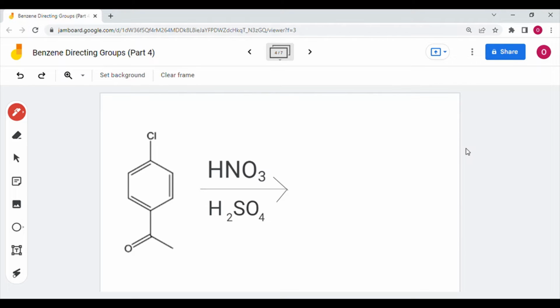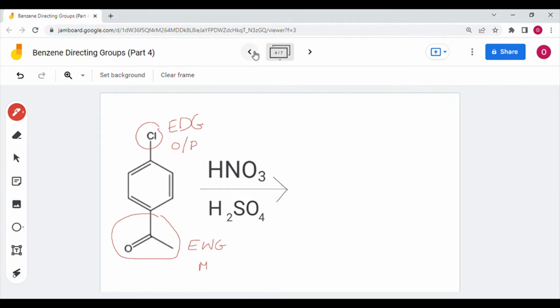So if we go back to the original problem, the first step is to always identify what kind of group it is. First, we know that chlorine is an electron donating group because, as I mentioned, it has electrons, thus it is an ortho-para director, whereas this carbonyl group is an electron withdrawing group, and thus it is going to be a meta director. So with this information in mind, we have to determine whether this nitration reactant is going to be in relation to this electron donating group or this electron withdrawing group.